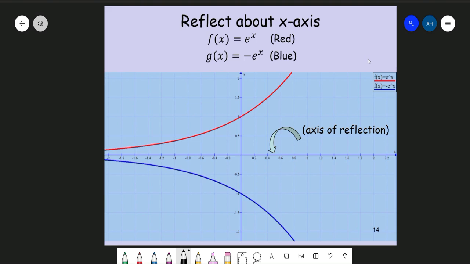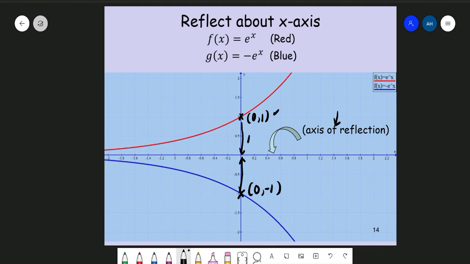All right, so this is our axis of reflection. Let's take some point here, for example, this point. This is (0, 1), and the distance between (0, 1) and the axis is 1. Therefore, the new position of that point after reflection about the x-axis must be the same distance between the axis of reflection and this new position. So point (0, 1) is now reflected to point (0, -1), like this.